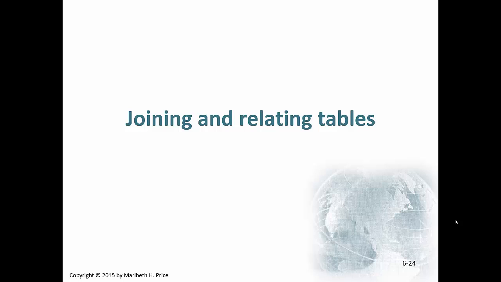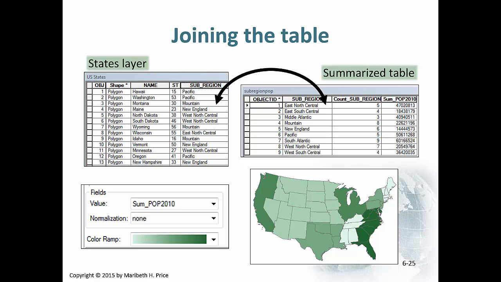Remember, we mentioned two types of tables: an attribute table that has spatial features that appear in our map, and standalone tables that do not have any spatial features. In many cases, we want to create a map using the data stored in a standalone table. This is accomplished using joins. Standalone tables can be joined to attribute tables, allowing us to map the information in the standalone tables.